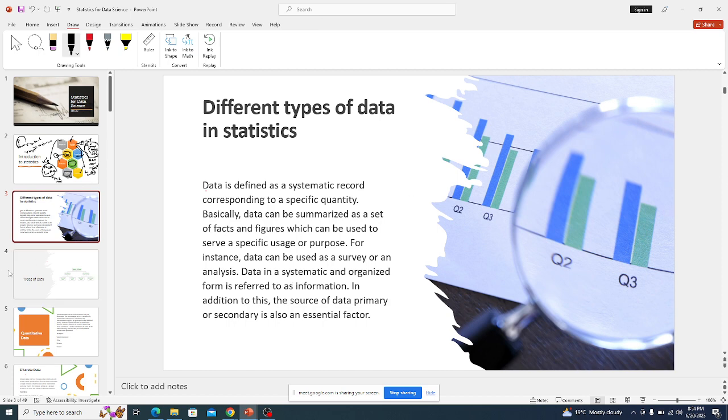Maybe let's see what our notes are giving us. Data is defined as a systematic record corresponding to a specific quantity. Basically, data can be summarized as a set of facts and figures which can be used to serve a specific usage or purpose. Or we can say the best definition is a set of facts and figures that when processed, we get information. So, for instance, data can be used in a survey or an analysis.